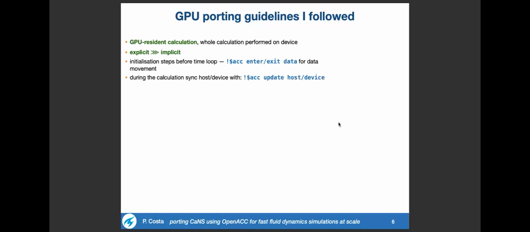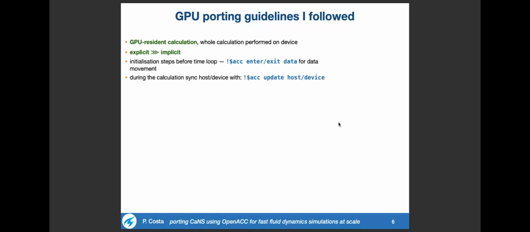Now, some guidelines that I follow during the porting. CaNS works in a GPU-resident calculation, meaning that whenever we initialize the calculation, before we enter the main time loop, the whole data is moved to the GPU, and the whole calculation is performed on the device. And we did this offloading making sure that we don't give much room for the compiler to guess what we want. Whenever we offload a kernel, we are explicit about which variables are private, and which variables are shared and present on the device. This helped a lot also with debugging.